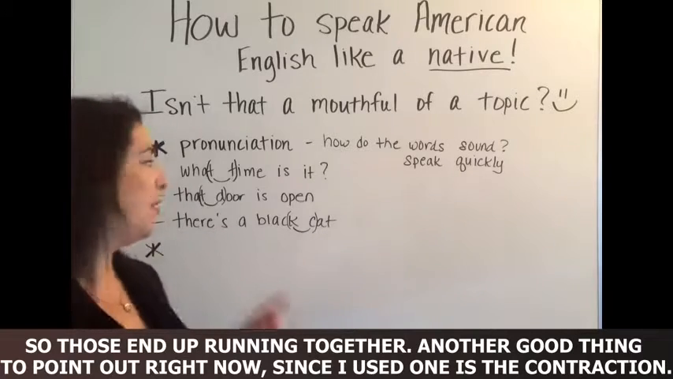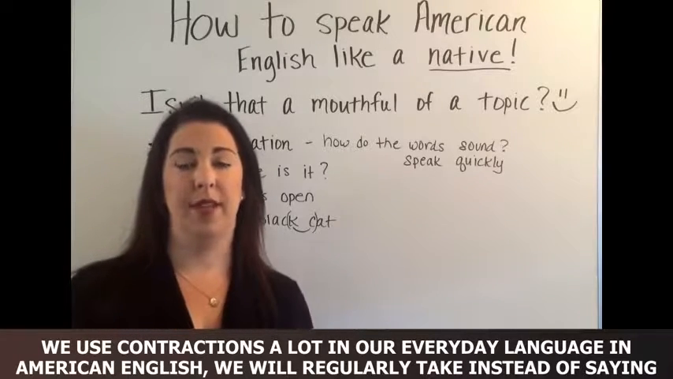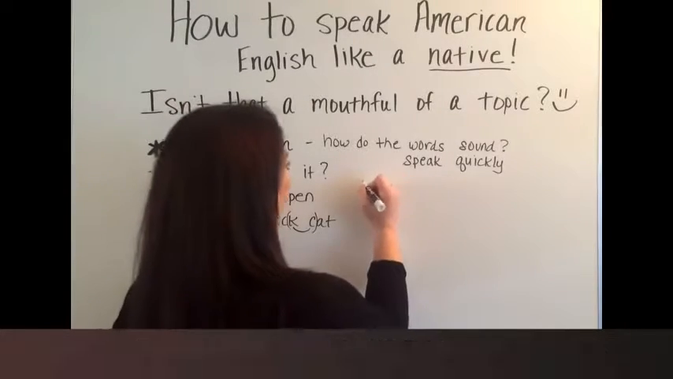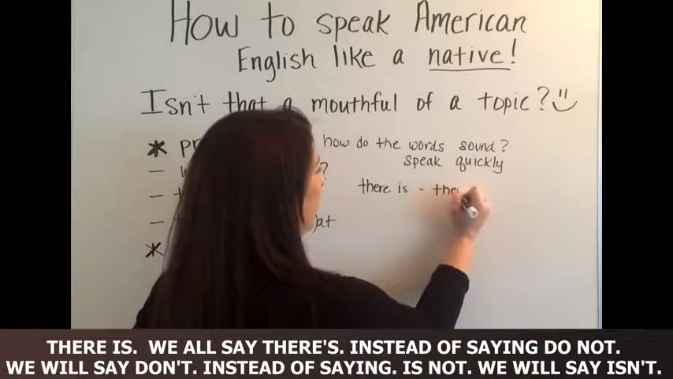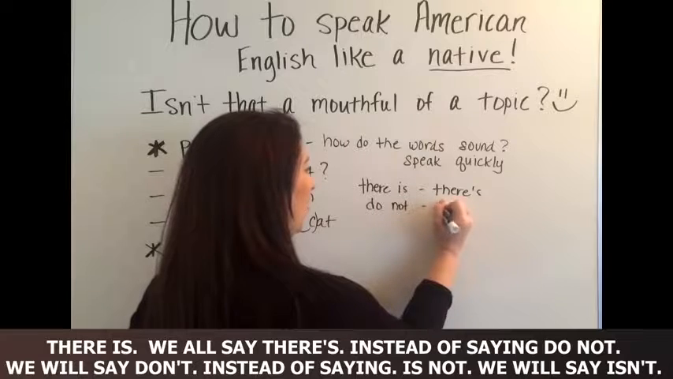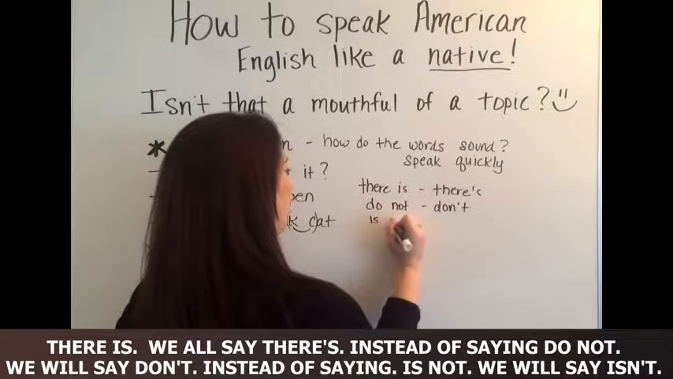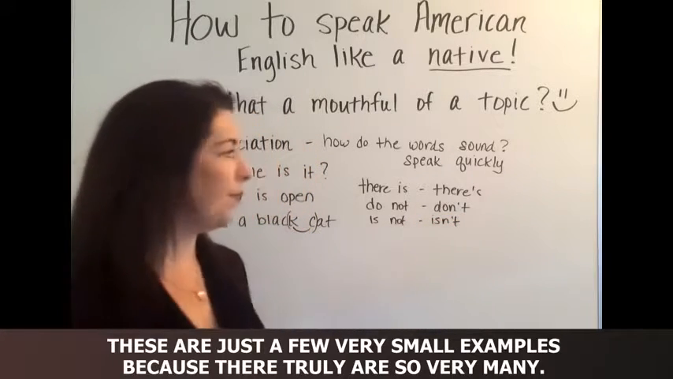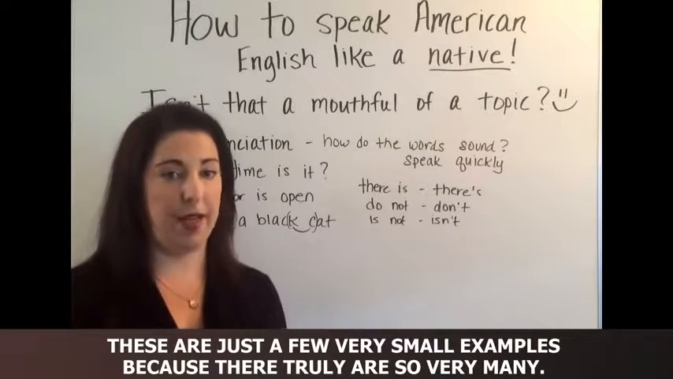Another good thing to point out right now, since I used one, is the contraction. We use contractions a lot in our everyday language in American English. We regularly will take, instead of saying "there is," we will say "there's." Instead of saying "do not," we will say "don't." Instead of saying "is not," we will say "isn't." These are just a few very small examples because there truly are so very many.